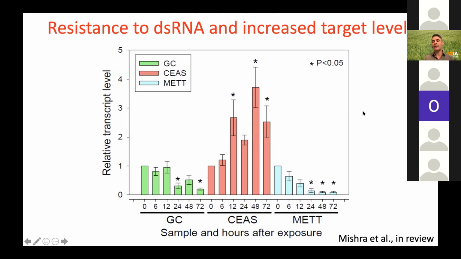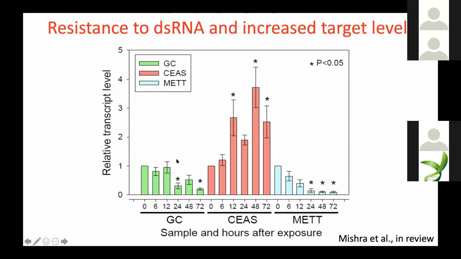We then looked at the RNAi mechanism and its induction by the double-stranded RNA, looking at the GC susceptible colony, the CS resistant colony, and the MET, which again is another susceptible colony. In both the GC and MET strains, we saw that 24 hours after ingestion of the double-stranded RNA, there was a reduction in the level of transcripts for the target RNA, which was the VATPase subunit A. In contrast, in the resistant insects, what we observed was an upregulation of this target gene, as you can see here, all the way to 72 hours post-ingestion.